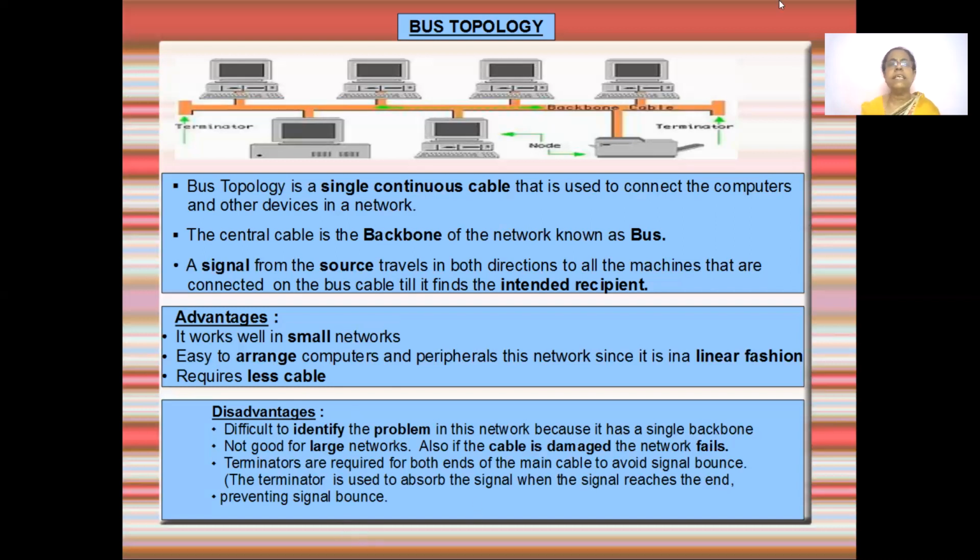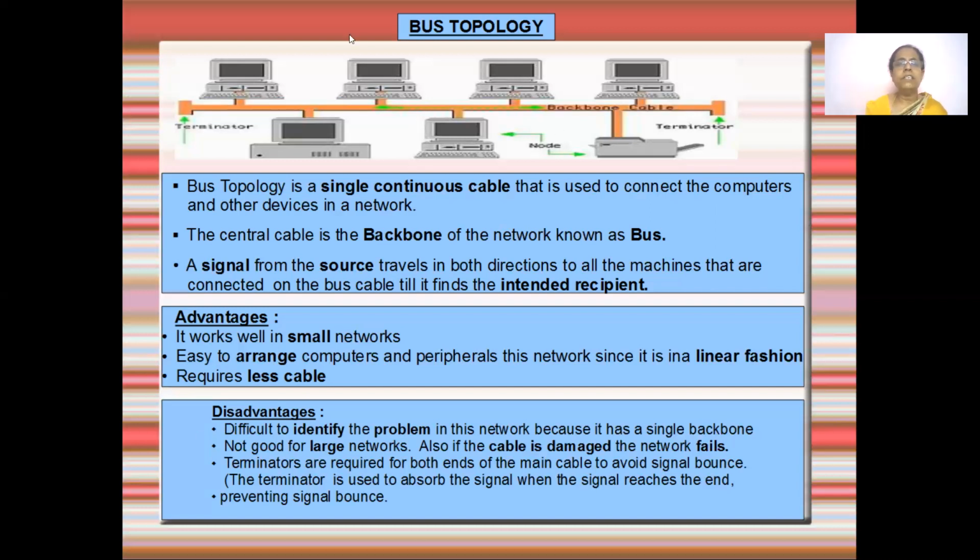The bus topology is a single continuous cable wire that is connected to all the computers in the network, and the central cable wire is called the backbone. This type of network is called a bus network or bus topology network. The signals from the source travel in both directions till they reach the intended recipient.